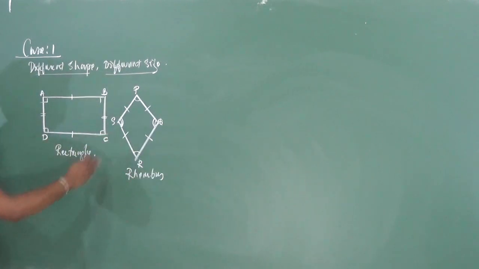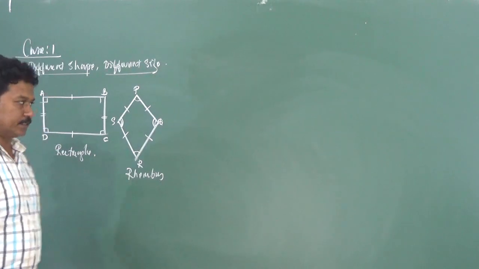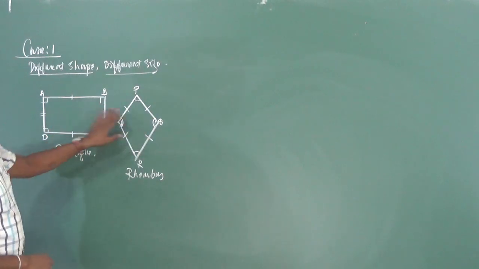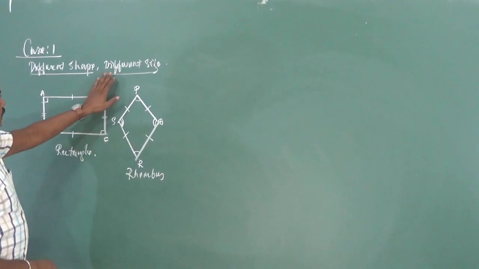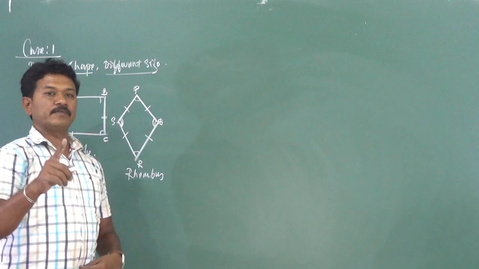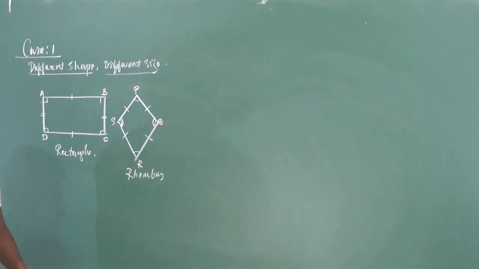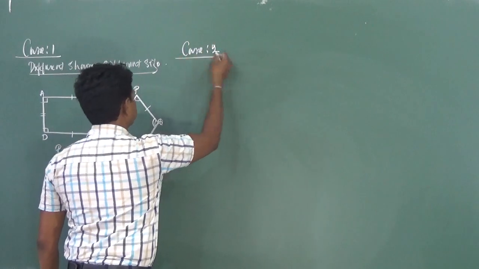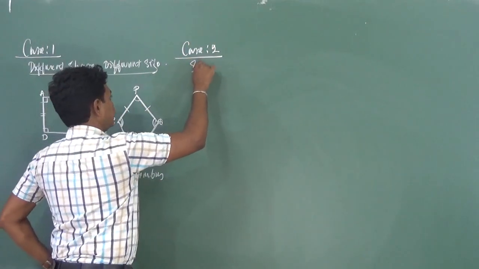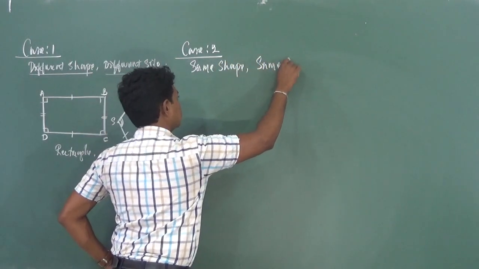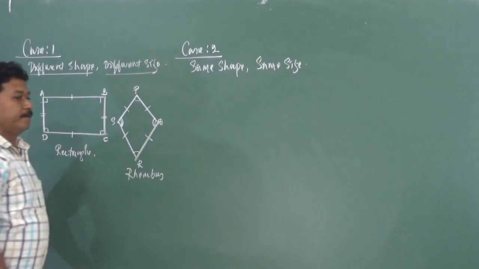When you compare these 2 plane figures, we see that they have totally different shapes, and they have different sizes also. So this is one of the possibilities of 2 geometrical figures which can be drawn on a plane: different shape, different size. Okay, we'll go with case 2: same shape, same size.